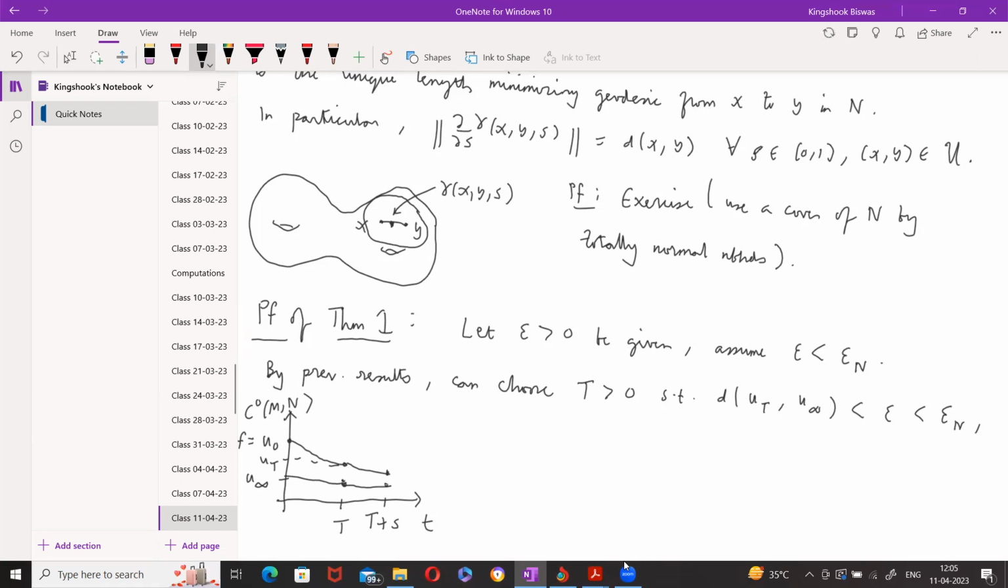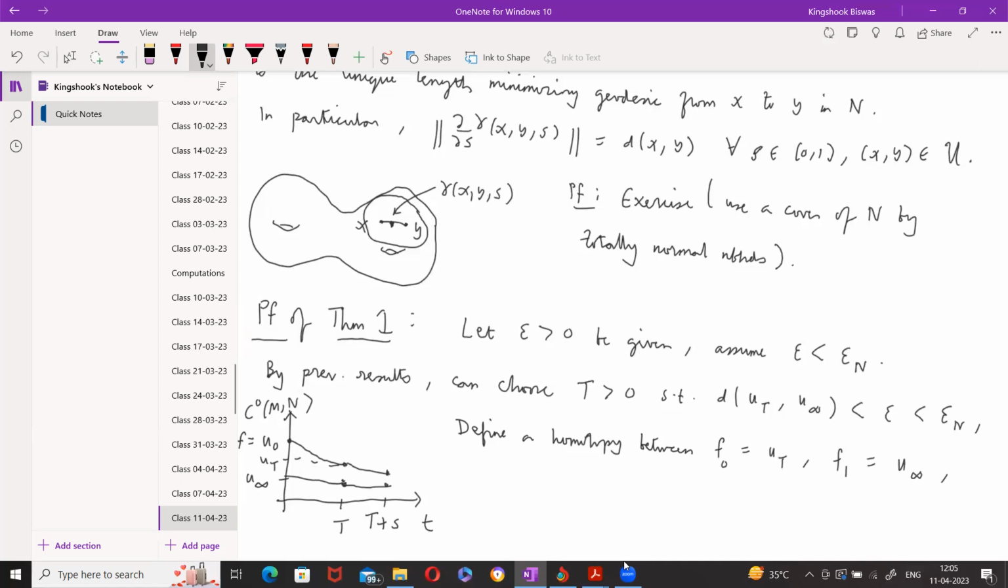So first of all, because the distance between u_T and u infinity is less than epsilon, which is less than epsilon n, by the previous lemma, we can define a homotopy between, so my F naught, I'm going to take to be u_T, and my F1 is going to be u infinity. All right.